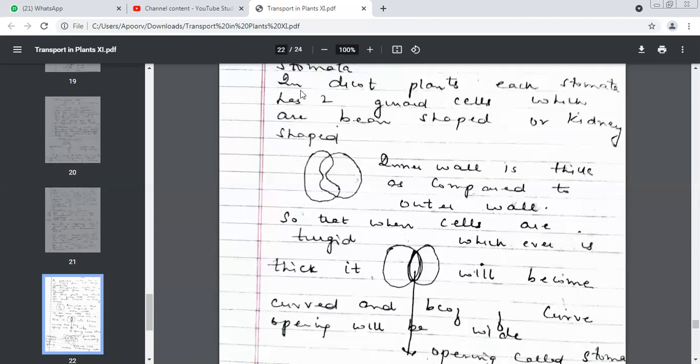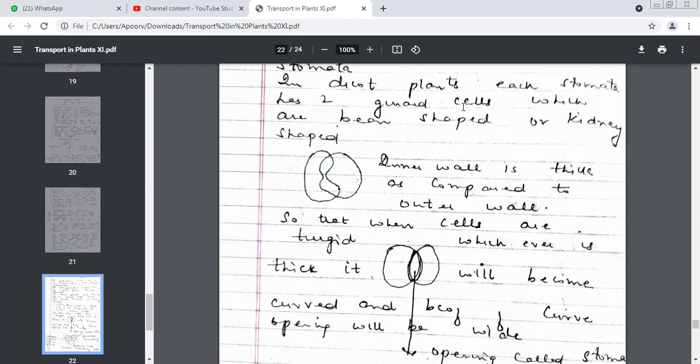Now be careful. Start from here. In dicot plants. Now, you know about stomata, but beta, the shape of stomata is not the same in all types of plants. In monocots and dicots, the stomata shape is different. So first we are going to study about dicot plants. Everybody knows what are monocots and dicots? Dicotyledons and monocotyledons.